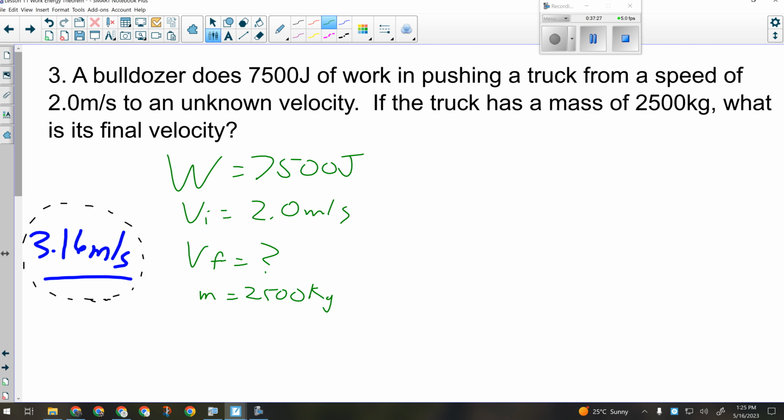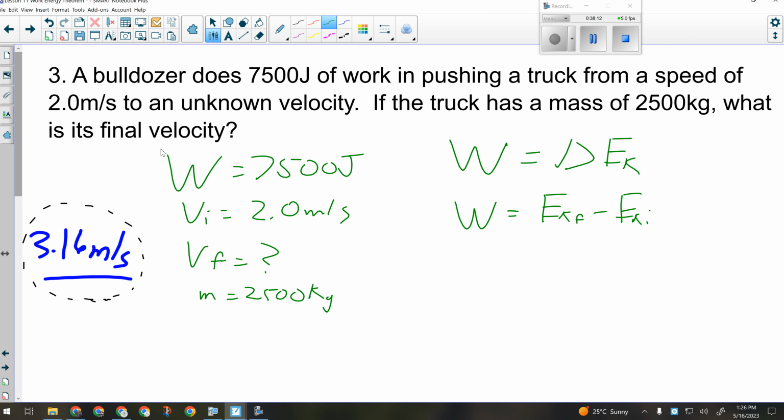Is work being done? Yes, they told me how much: 7,500 joules. So I know work is definitely being done. What kind of energy is it changing about the truck? The kinetic. How do I know that? Because it's speeding up, and speed has to do with kinetic energy. So I'm going to expand that out, and that means final kinetic minus initial kinetic. What I'm looking for is part of the final kinetic energy. Can I move the initial kinetic energy over to the other side right now, before I expand?